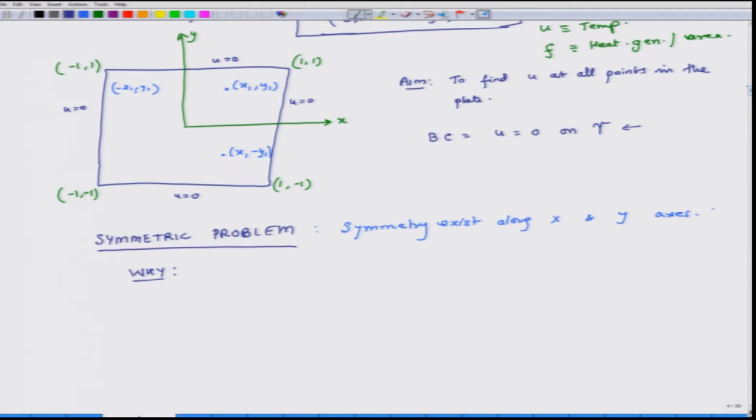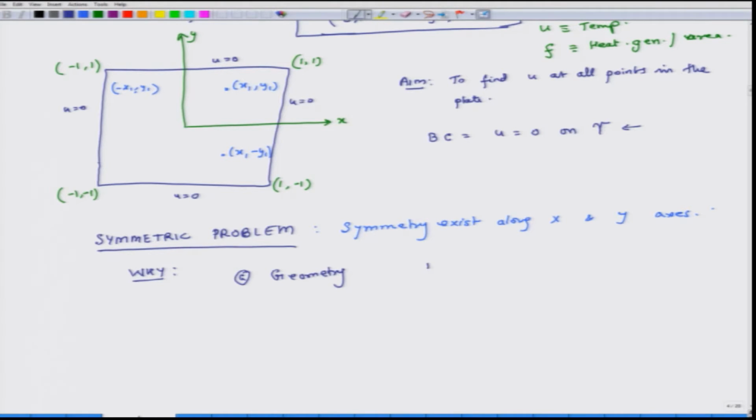So, this problem is symmetric. Let us just consider the x axis, we can use the same argument for y axis also. I will explain why this is symmetric along the x axis. It is symmetric along x axis because of a combination of 4 reasons. See, the problem will have a solution, and its solution will depend on what? It will depend on geometry, right? The solution is going to depend on geometry.